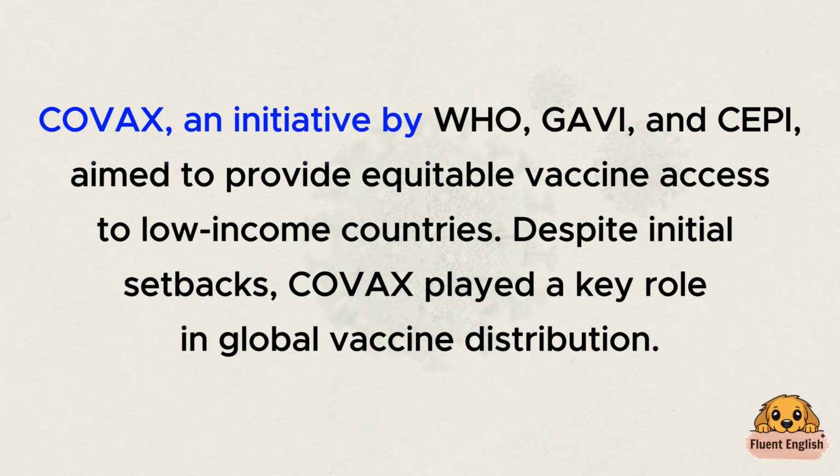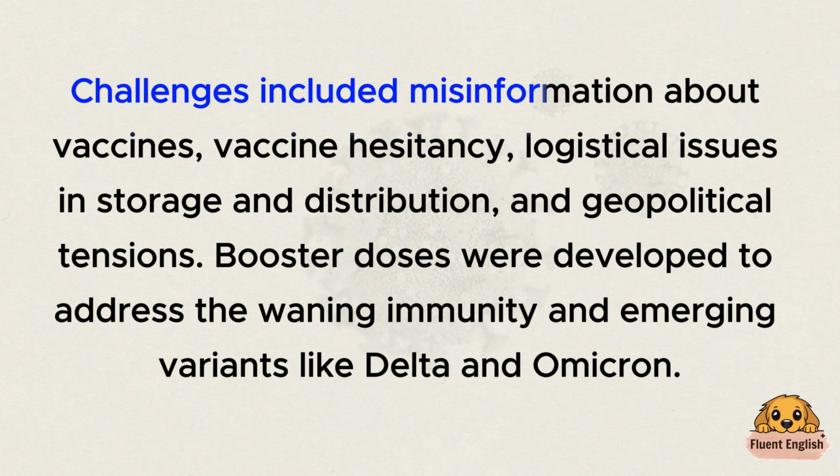COVAX, an initiative by WHO, Gavi, and CEPI, aimed to provide equitable vaccine access to low-income countries. Despite initial setbacks, COVAX played a key role in global vaccine distribution. Challenges included misinformation about vaccines, vaccine hesitancy, logistical issues in storage and distribution, and geopolitical tensions. Booster doses were developed to address the waning immunity and emerging variants like Delta and Omicron.